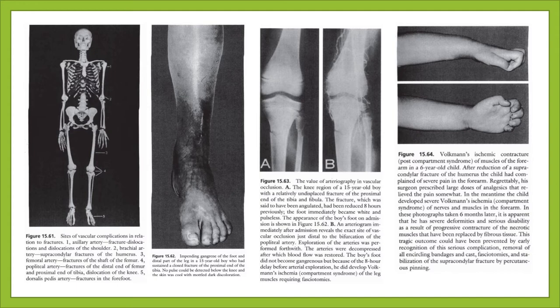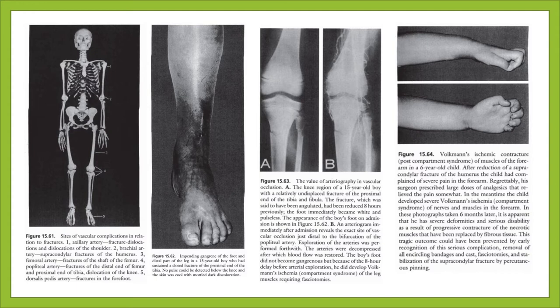Figure 15.62, impending gangrene of the foot and distal part of the leg in a 15-year-old boy who has sustained a closed fracture of the proximal end of the tibia. No pulse could be detected below the knee, and the skin was cool with mottled dark discoloration. Figure 15.63. The value of arteriography in vascular occlusion.